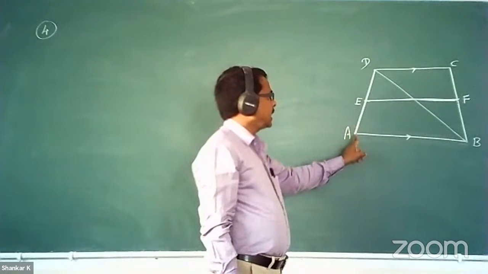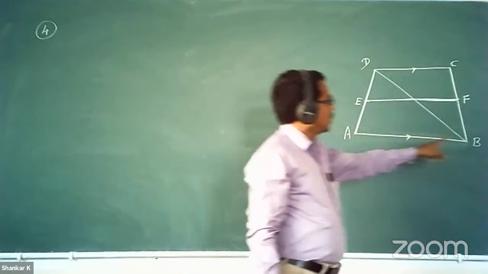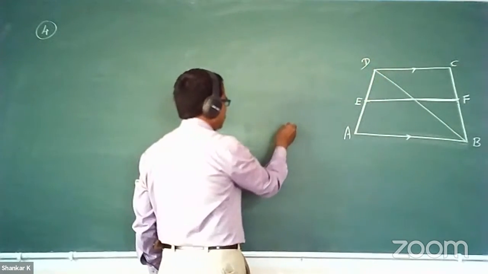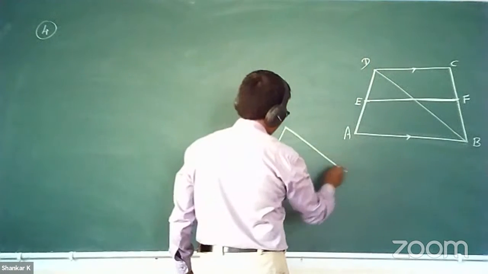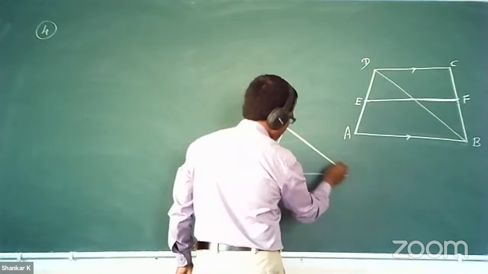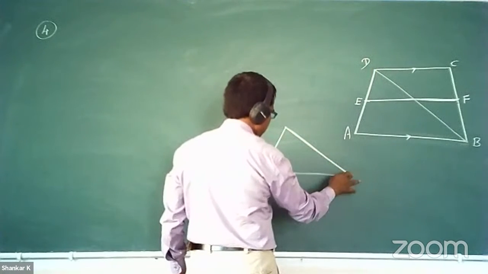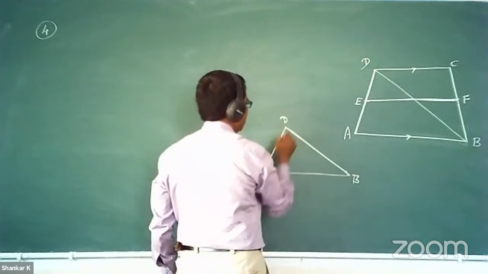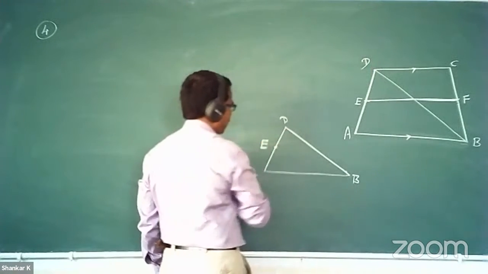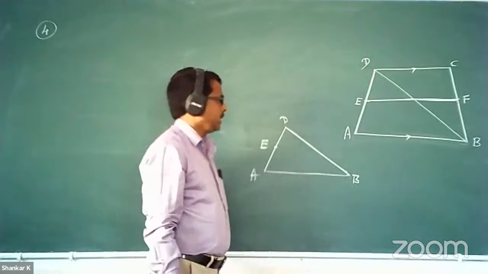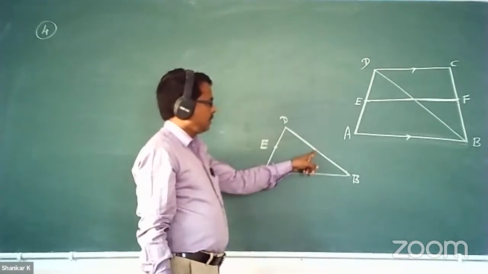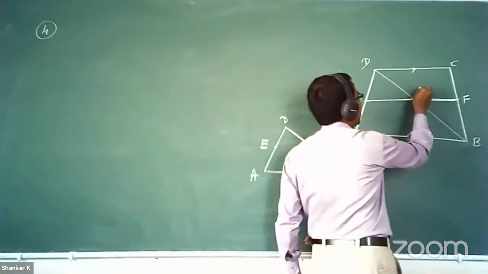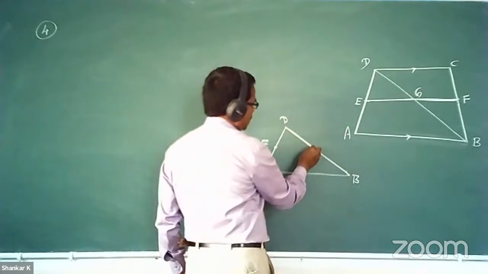See, first you consider the triangle ABD. I will draw triangle ABD separately so that you understand. In this triangle, E is the midpoint of AD. Let this point on BD be G.